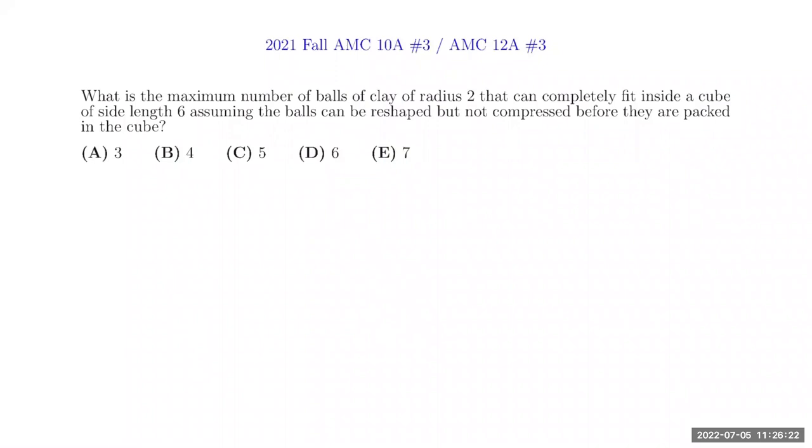What is the maximum number of balls of clay of radius 2 that can completely fit inside a cube of side length 6, assuming that the balls can be reshaped but not compressed before they are packed in the cube? So let's first draw out our two shapes. The balls of clay are going to be in the form of spheres, and the cube is just a cube with side length 6. So our two diagrams will look something like this.